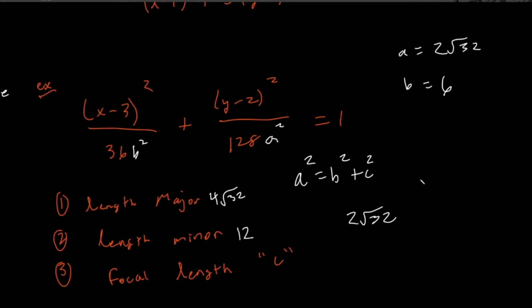And so, now we need to find... Wait, what's up? Can't 32 be divided by 16? You're right. So 128 is divided by 64. It's 2 root 8. A is 2 root 8. But 8 can be divided by 4, and 4 is a perfect square. No, it's 8 root 2. Oh, I'm trying to do it all in my head. I need to slow down. So 8 root 2, because 128 is 64 times 2. So that's how you get 8 root 2.